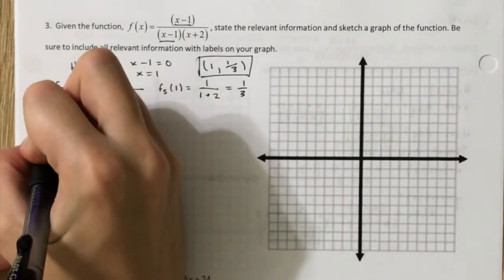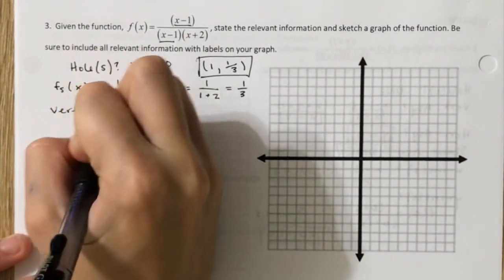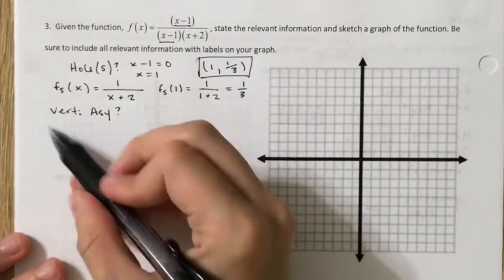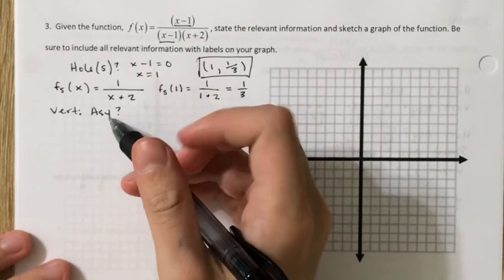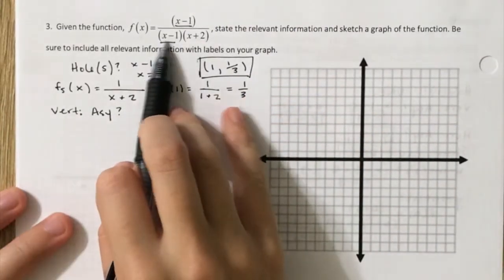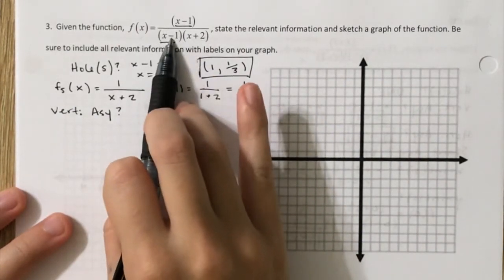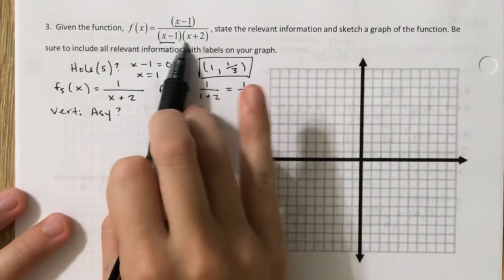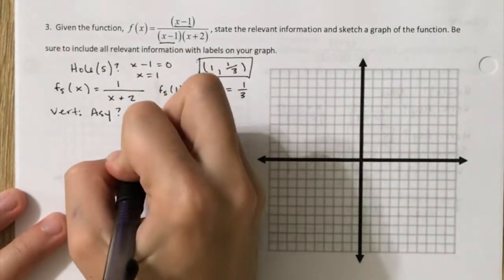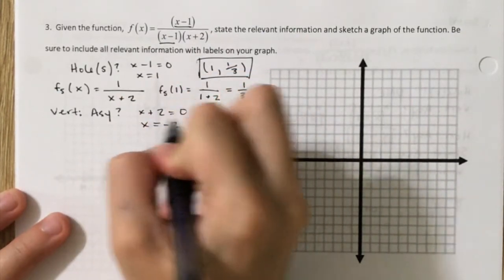Okay, vertical asymptotes. Well, remember, those are something that's going to restrict our domain. Stuff that restricts our domain comes from the denominator. So in the denominator, we have x minus 1 and x plus 2, but we know that x minus 1 gave us a hole, so we're only dealing with x plus 2. So that means we have a vertical asymptote at x equals -2.